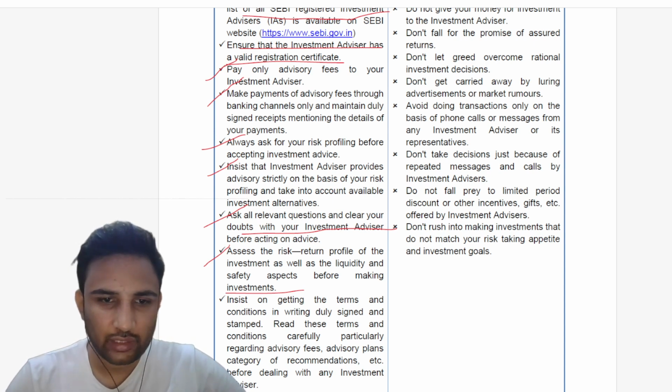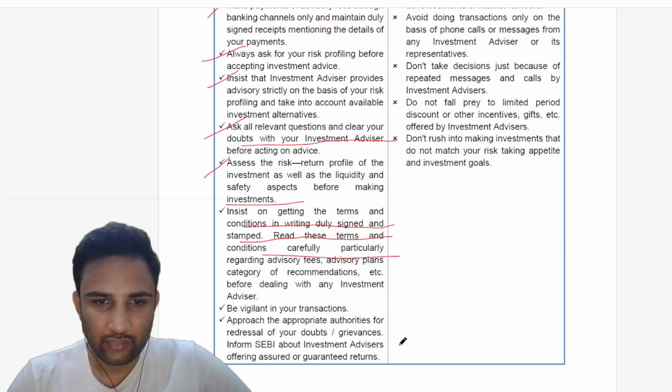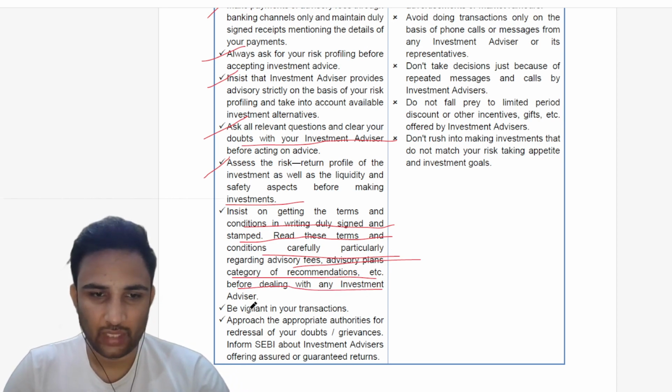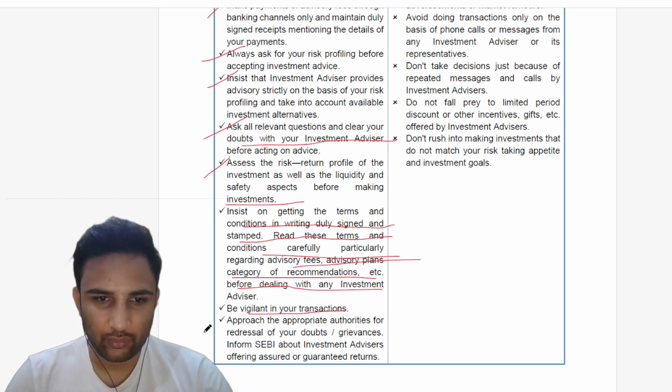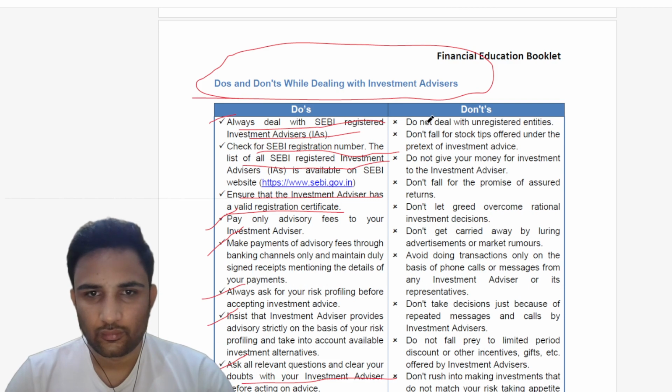Insist on getting the terms and conditions in writing, duly signed and stamped. Read these terms and conditions carefully, particularly regarding advisory fees, advisory plans, category recommendations, etc., before dealing with any investment advisor. Be vigilant in your transactions. Approach the appropriate authorities for redressal of your doubts and grievances. Inform SEBI about investment advisors offering assured or guaranteed returns. Do not deal with unregistered entities.